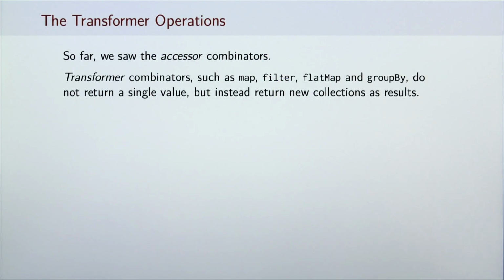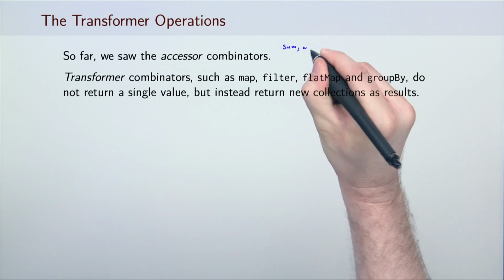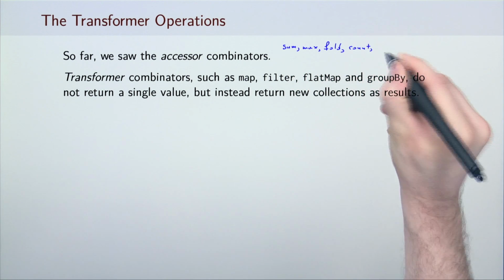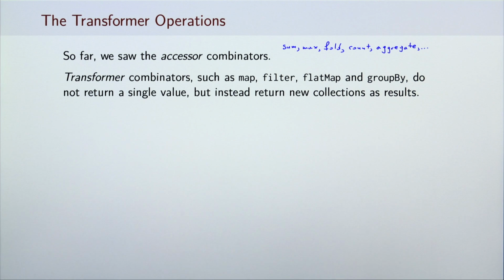So far, we saw only accessor operations. Examples were sum, max, fold, count, and aggregate. However, from sequential programming in Scala, we also know another class of collection operations called transformers. Methods such as map, filter, flatMap, and groupBy can also execute in parallel. They have similar semantics, so we won't study them further in this lecture.